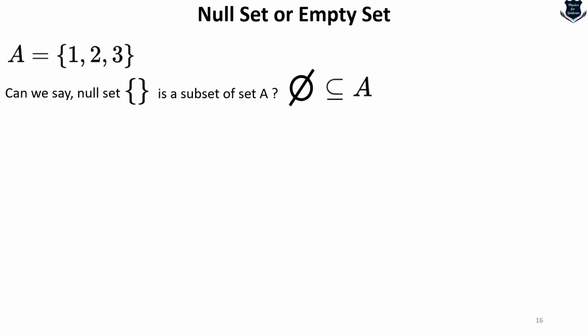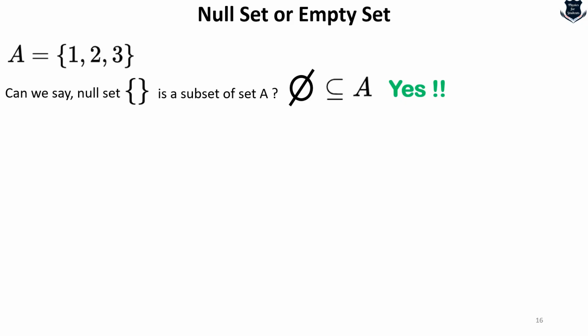Now the question comes: can we say a null set, that means it contains nothing, it is absolutely void, is a subset of A? And what is A? A contains certain values, right? So can we say that the null set is a subset of A, which is written like this: phi, or this sign, is a subset of A. Definitely, we can say that the null set is a subset of A.